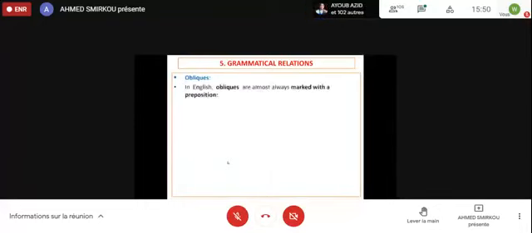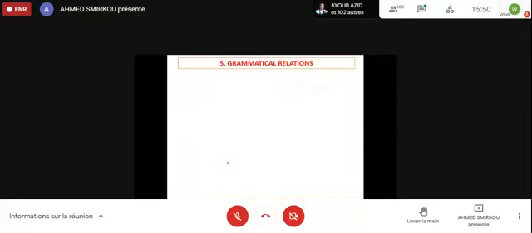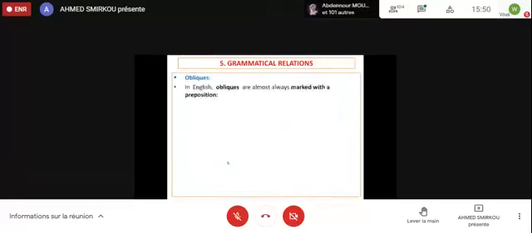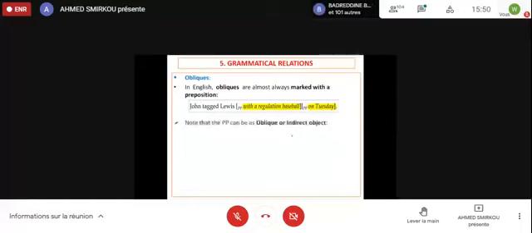Now, oblique. We're talking about the indirect object here just to explain the difference between the preposition phrase which is an indirect object and the preposition phrase which is an oblique. In English, obliques are almost always marked with a preposition. For example, John tagged Lewis with a regulation baseball on Tuesday. The first preposition phrase is an oblique, and the second one is also an oblique. Note that the PP can be an oblique or an indirect object, depending on whether.